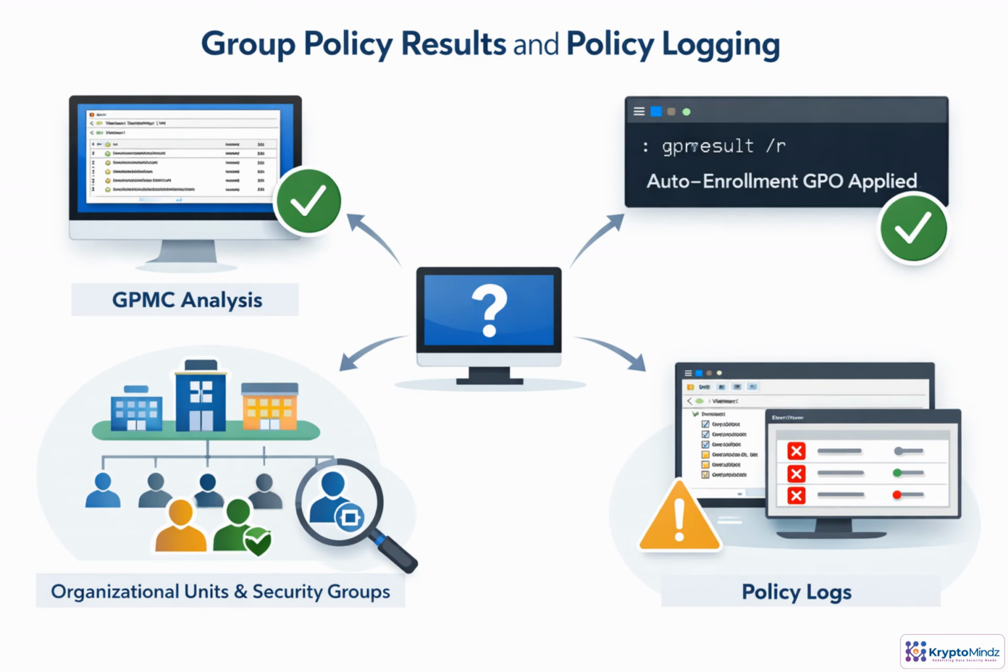When auto-enrollment fails, first confirm that policy actually reached the client. Run gpresult /r or generate an HTML report and look for your auto-enrollment GPO under Applied Group Policy Objects. If it's missing, verify the computer is in the correct OU and security group, and that the GPO is linked and not filtered out. Then run gpupdate /force and review the group policy operational logs for any processing errors or warnings.